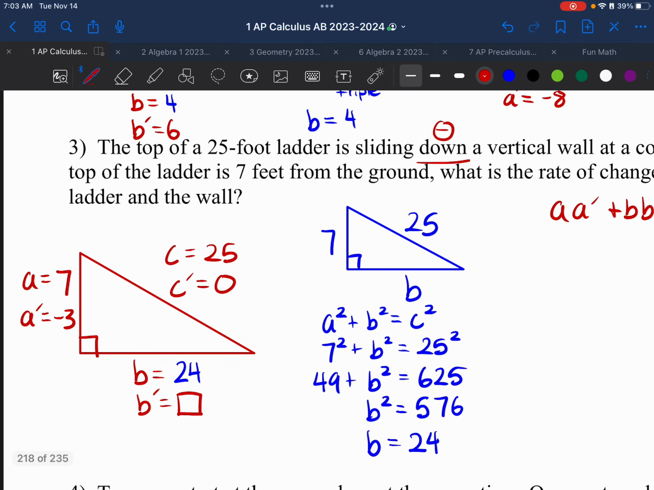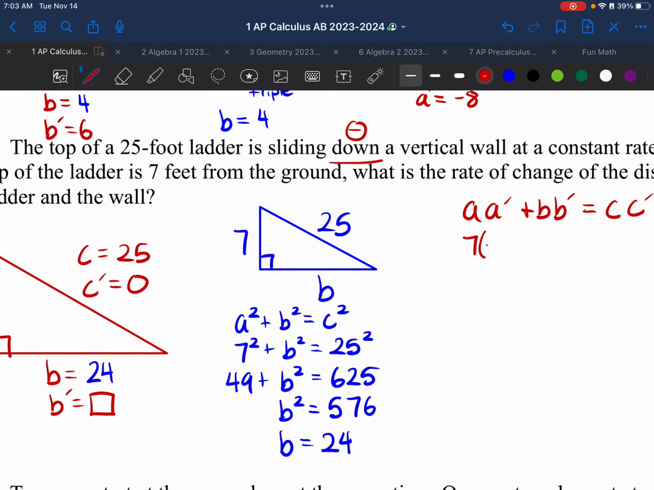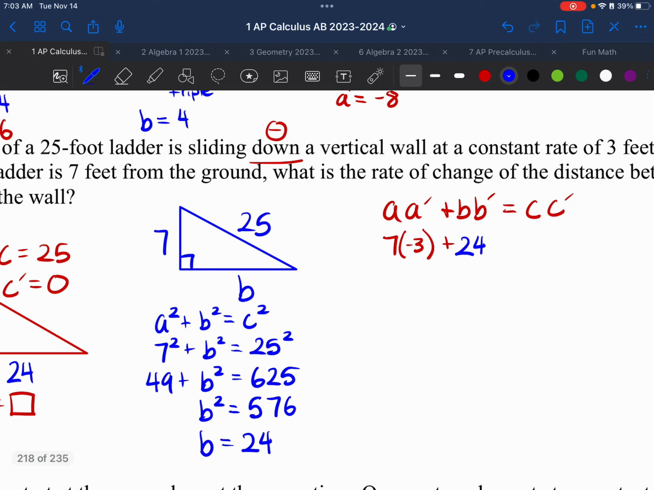So scavenger hunt was 7 and a -3. B was 24, and that's the number we found in blue, right? B prime, we don't know. That's what we're solving for. And that's equal to 25 times 0.